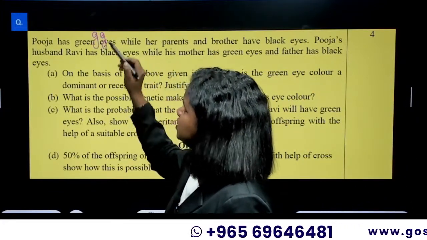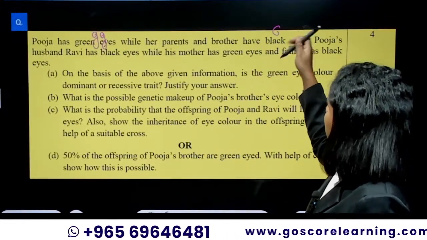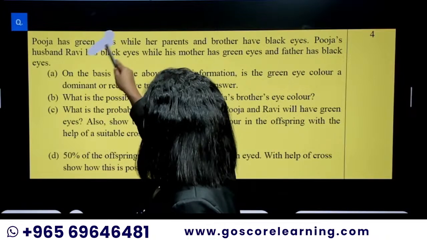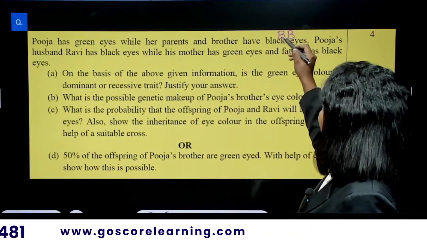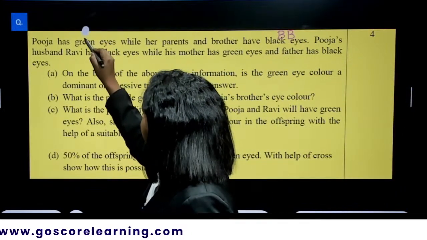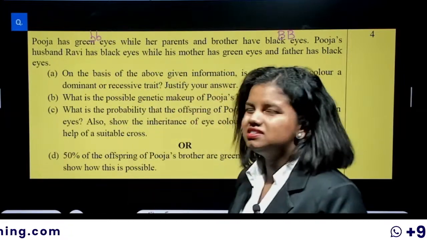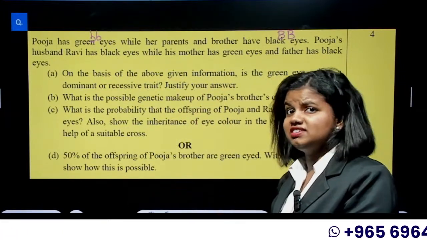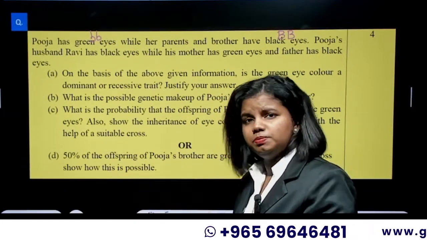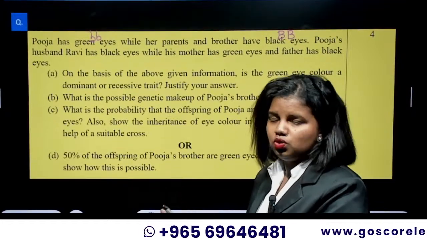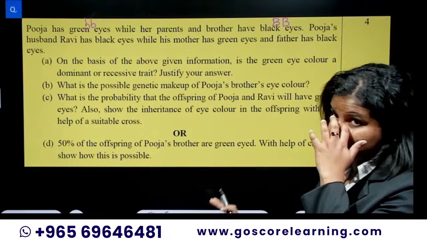So the green eye color mentioned in the question is definitely a recessive trait. Let's use B for the eye color. Since black is the dominant trait, we'll go with capital B, and for green we can use small b, since it is a recessive trait. And how do you find it as a recessive trait? Just by looking into the problem and realizing that the majority of the people have the trait black, so it should be the dominant trait. And yeah, that's the justification of that answer.